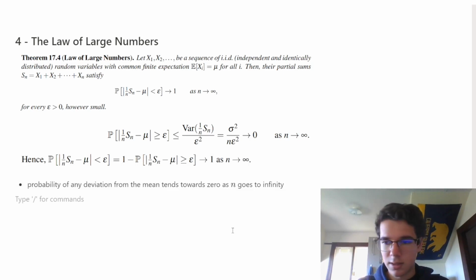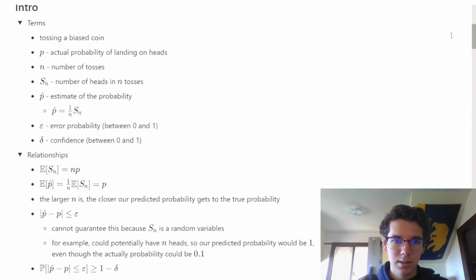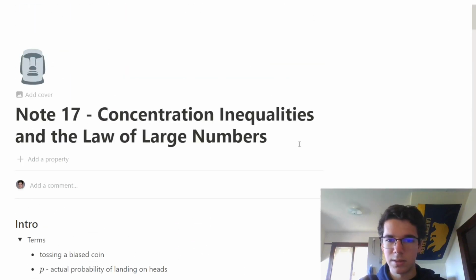Okay. And that's all we have for note 17 in CS70. This has been all about concentration inequalities and the law of large numbers.